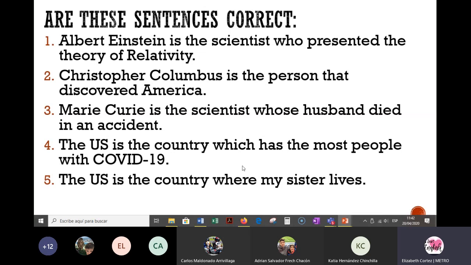And this is where I told you to be very careful. We are going to use where when you're talking about a place and the things that you can do there, or the things where you can have experiences. In this case, my sister lives in there. So that's where. The US is the country where my sister lives. France is the country where I had the most beautiful experience of my life.